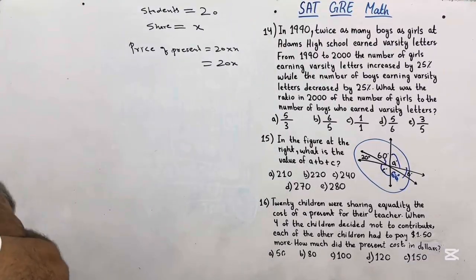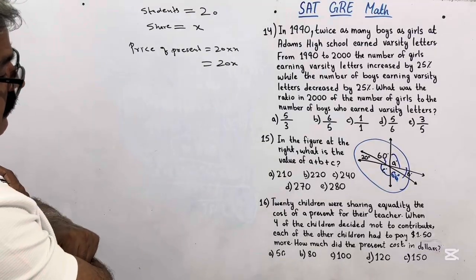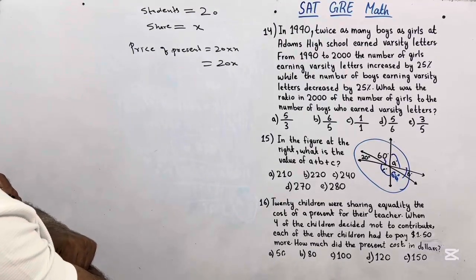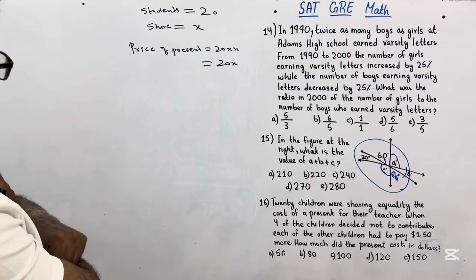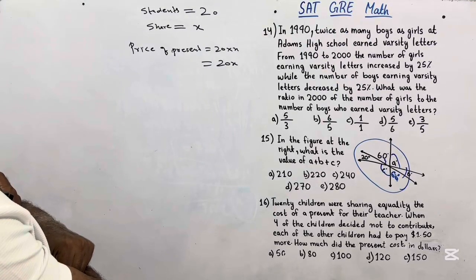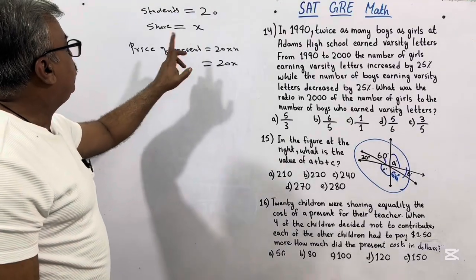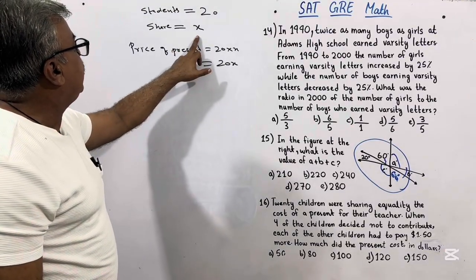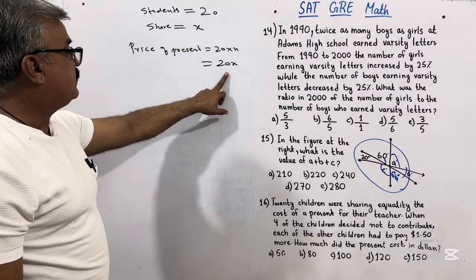Initially, 20 children floated the idea that a present must be given to a teacher. They decided that they would share equally to get a present for the teacher. 20 students each contributed X. 20 times X is the price for the present.